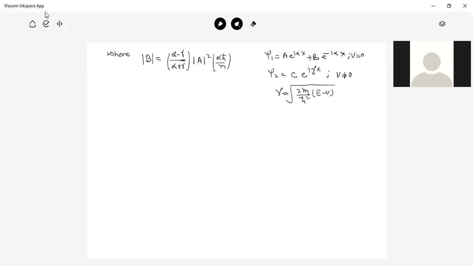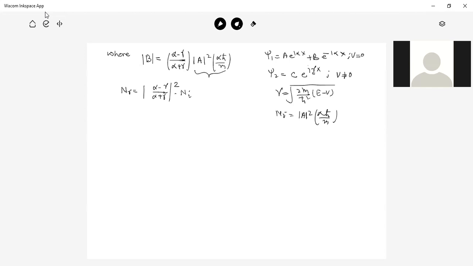And this NR flux is nothing but alpha minus gamma upon alpha plus gamma whole square into Ni. Ni is the incident flux, that is Ni is equal to mod A square alpha h cross upon m. This is the incident.